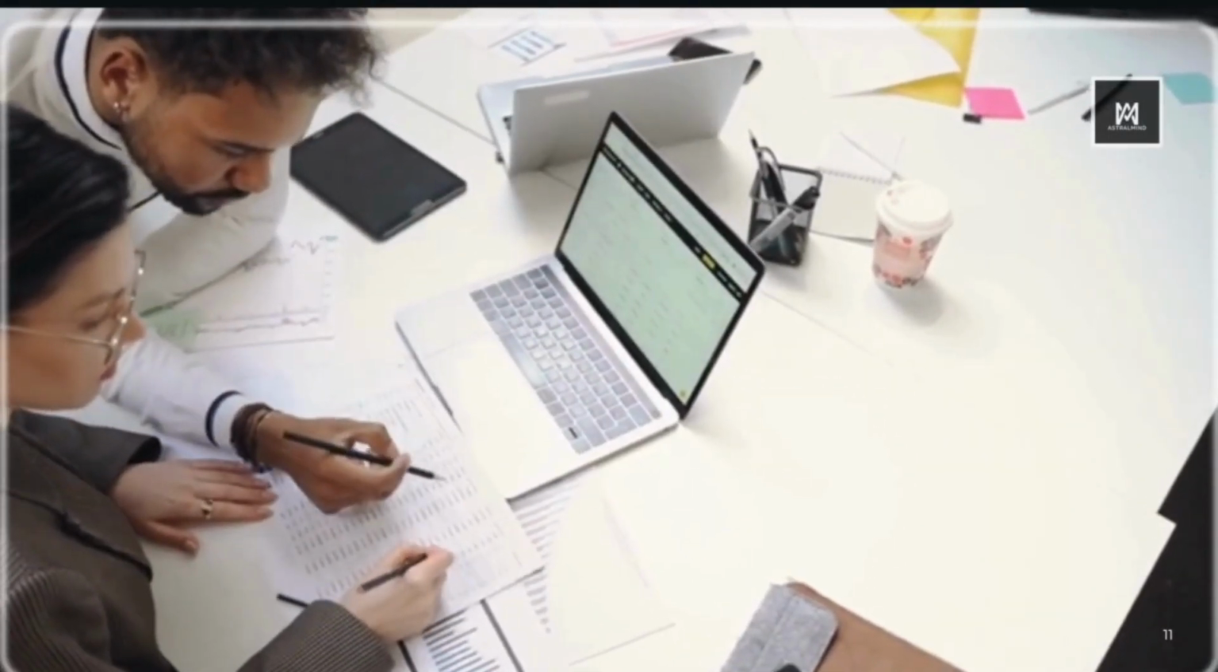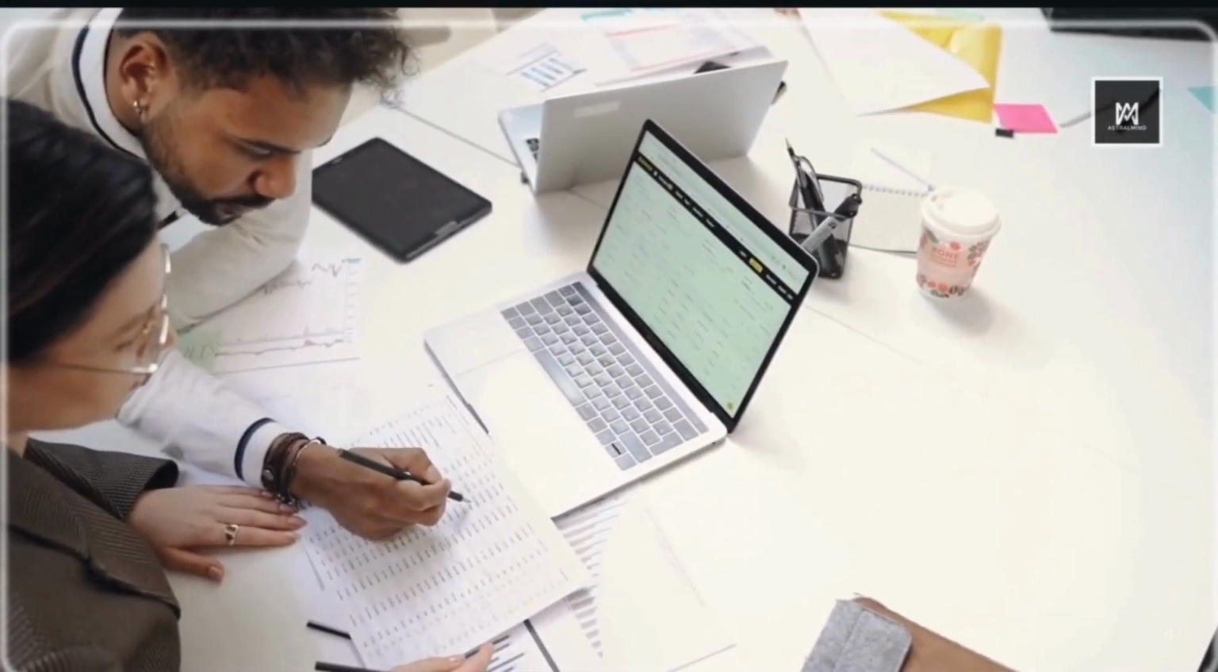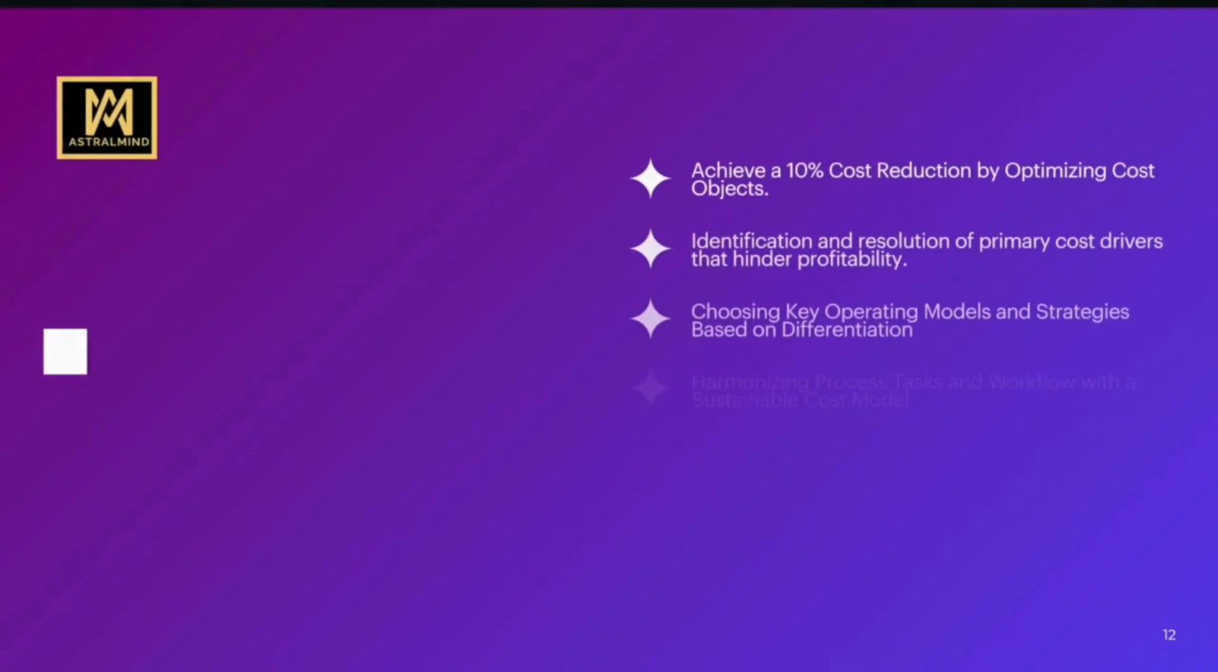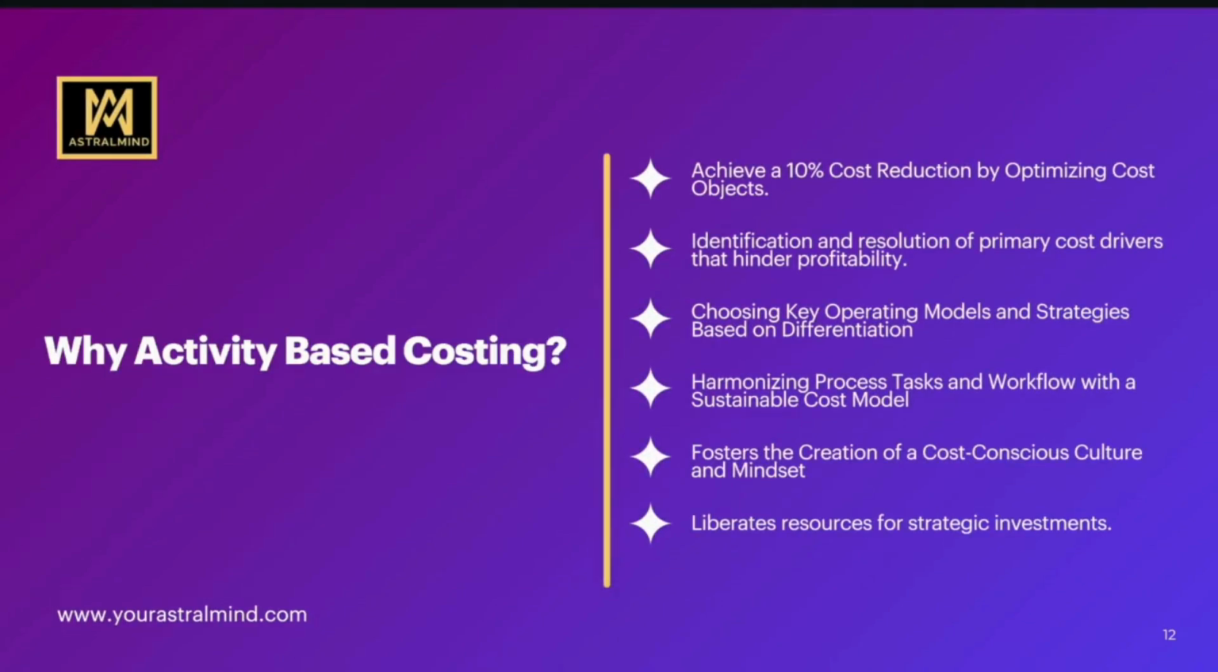Now, why are we talking about cost, and specifically activity-based costing? Primarily, it has been noted, and this is a method which has been traditionally applied and used for putting up the profitability numbers or reducing the costs. There has been a 10% improvement in costs seen by optimizing these kinds of cost objects using activity-based costing. Identification and resolution of the cost drivers that hinder profitability leads to further improvements.